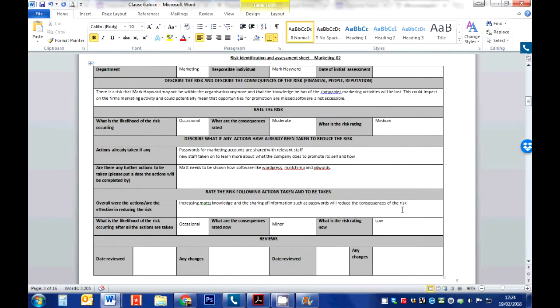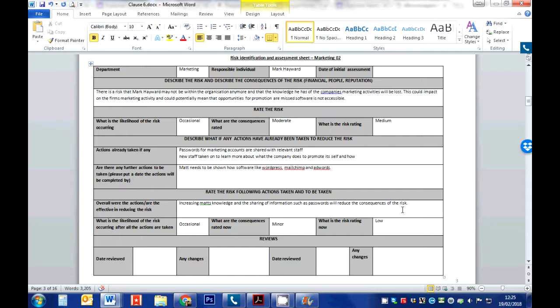That will create an effective loss of knowledge, because as a marketing person I know all the marketing related software, the passwords that we use, and the firms that we deal with to support our marketing efforts. So it could mean that opportunities for marketing and promotion are lost, and therefore you're having to re-establish new relationships and find out those passwords. There could be some potential costs in doing that. So we've assessed the likelihood of it happening as occasional, because people do leave companies. The consequences wouldn't be significant, but they would be moderate because there would be a loss of knowledge.